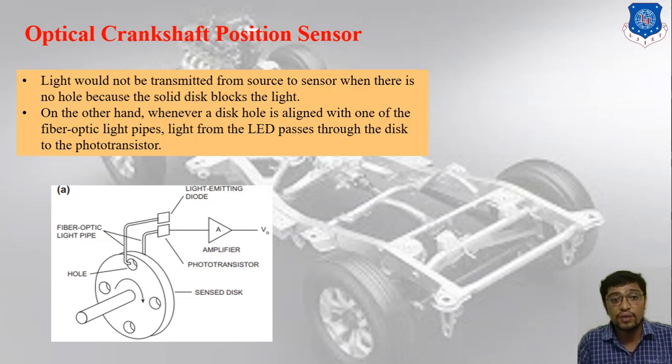So here you can see in the image, on the other hand, whenever a disc hole is aligned with one of the fiber optic light pipes, light from the LED passes through the disc to the phototransistor. So this is what the optical crankshaft position sensor is. So move forward to the next slide.